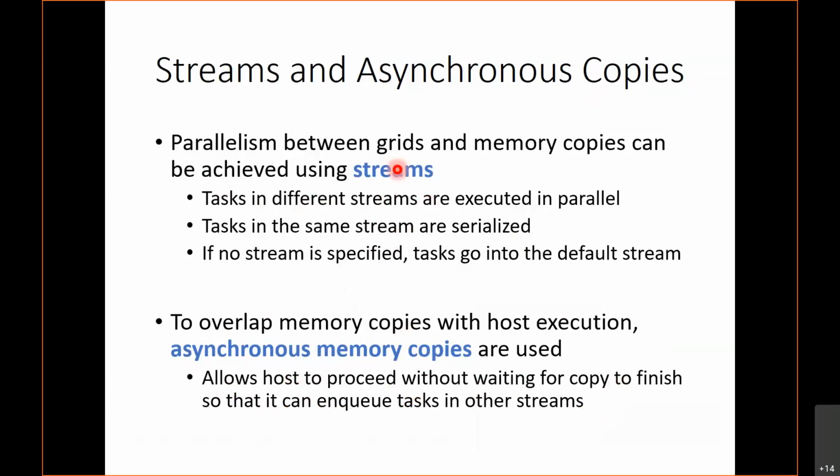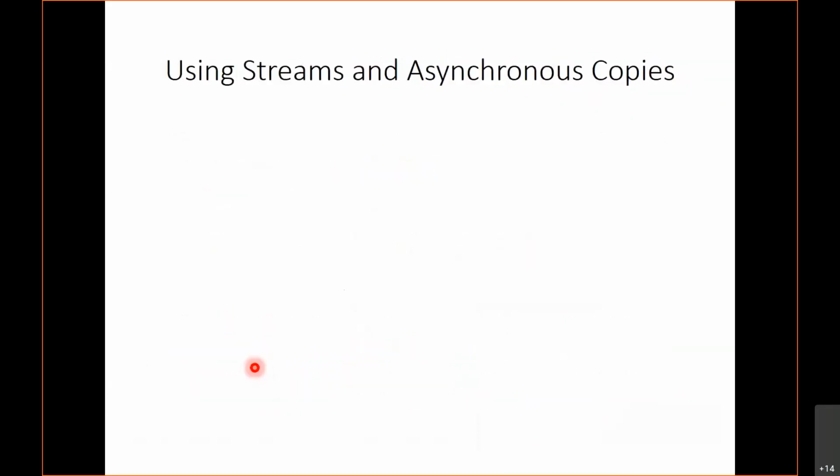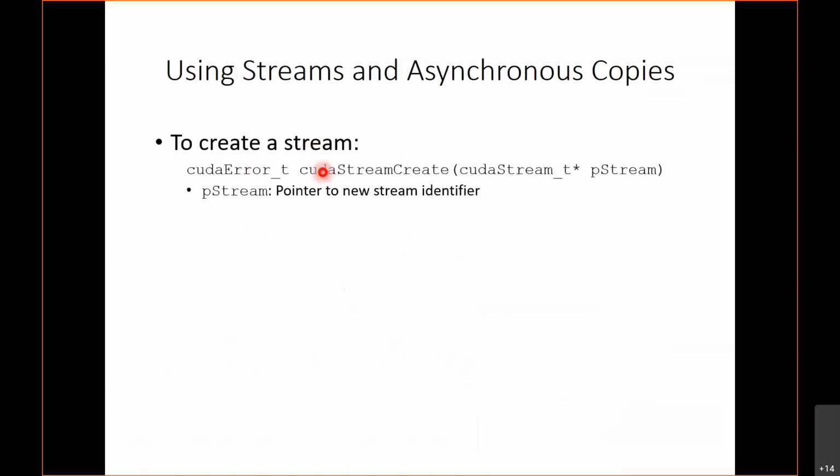Let's see how we can do that. How can we create streams and how can we call asynchronous memory copies? The way to do that is using the following API calls. To create a stream, we can call cudaStreamCreate and provide it with a pointer to an object of type cudaStream_t. This is where cudaStreamCreate will put the handle for the stream, the identifier for the stream that we just created.